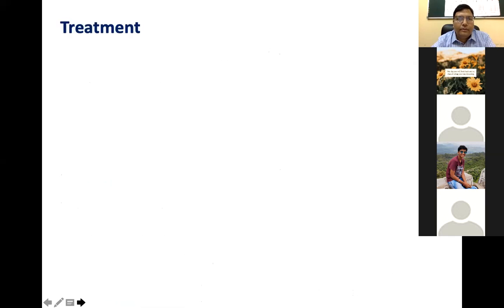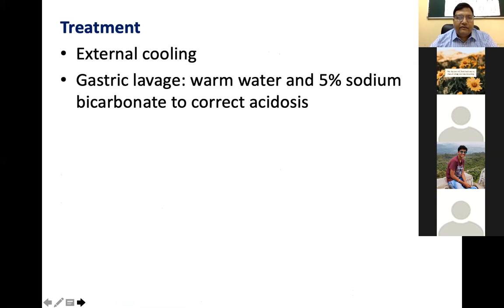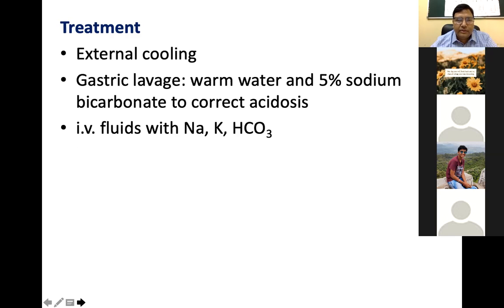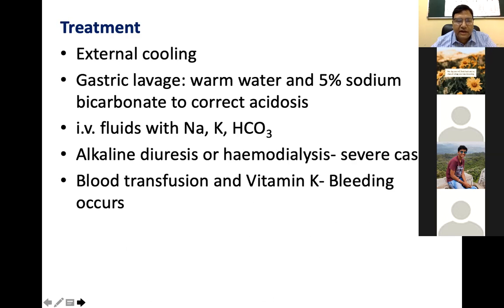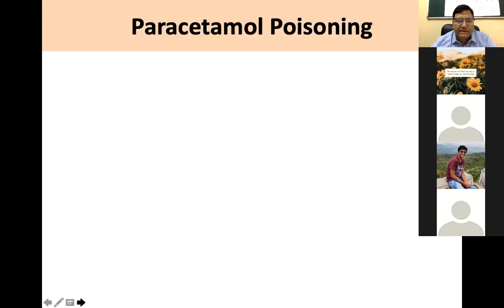So then how we are going to manage a patient of aspirin poisoning is that we do external cooling of such patients. Then, to avoid the further absorption, we do the gastric lavage with warm water, and 5% sodium bicarbonate to correct the acidosis is also given. We use the IV fluids to replace the sodium, potassium, and the bicarbonates. We use the alkaline diuresis or the hemodialysis in the patients who are having severe poisoning. Then we can also go for blood transfusion and vitamin K supplementation if bleeding is there.